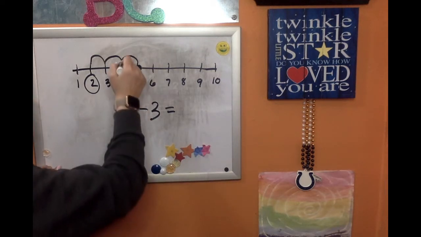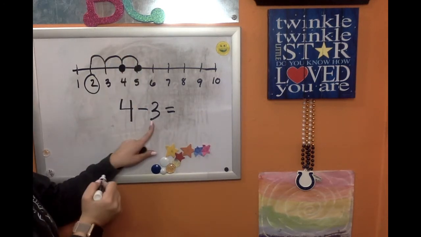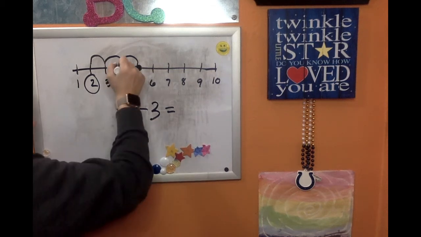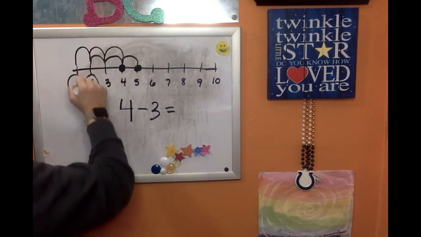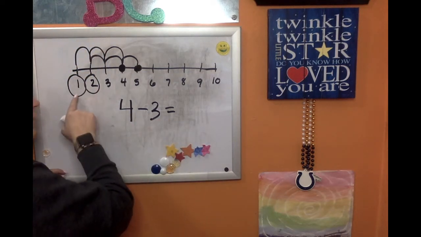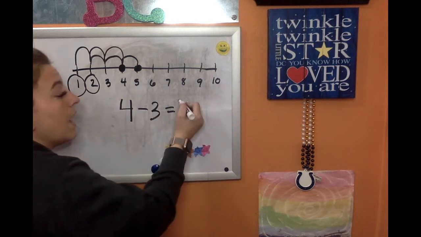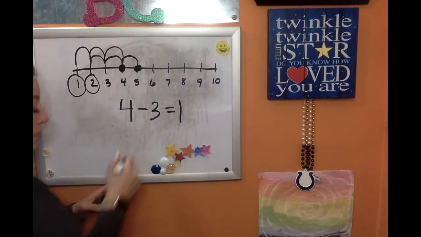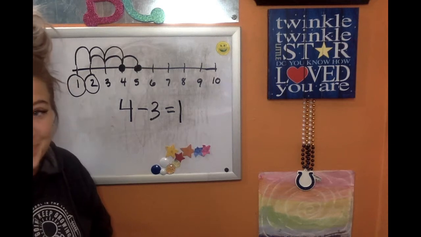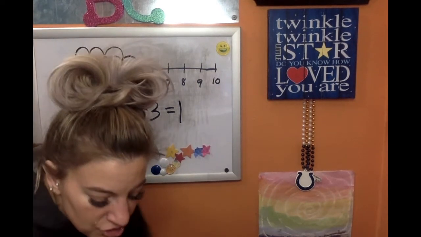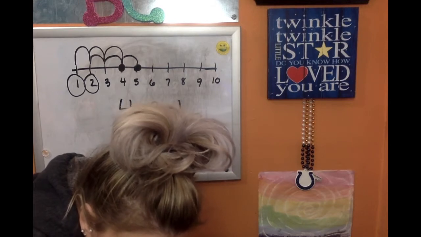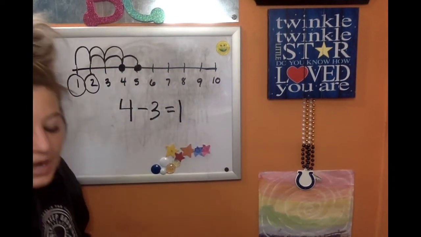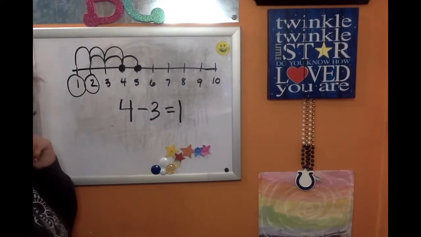Okay, let's do some hops. I'm going to do them bigger to show it. How many hops backwards are we going to go? 3. Here we go. Ready? 1, 2, 3. What number did we land on? 1. 4 minus 3 equals 1. Good job. Okay, make sure that you do your hops on the paper and you write it down. 4 minus 3 equals 1.